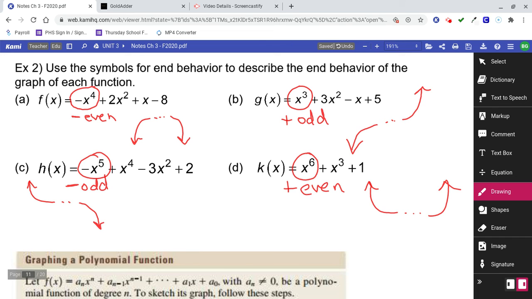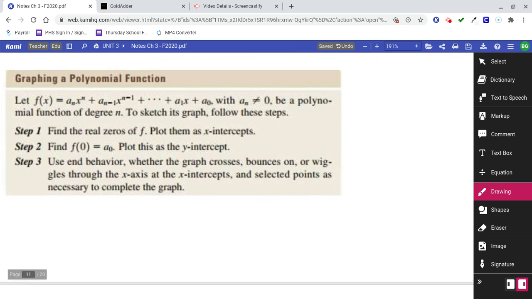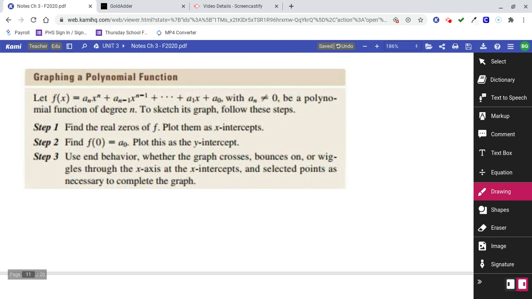Now, we like this end behavior. It's useful when we have to graph because sometimes we want to draw a quick sketch. And that end behavior is going to be useful for us in picturing what this thing looks like. And here are some steps for drawing a quick sketch graphing a polynomial function.